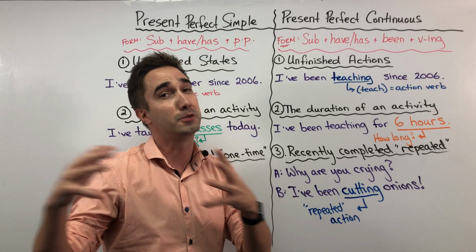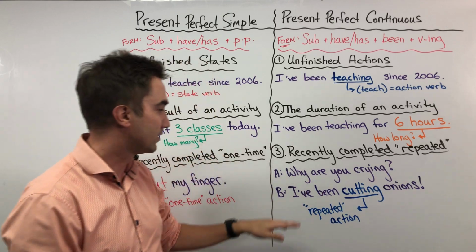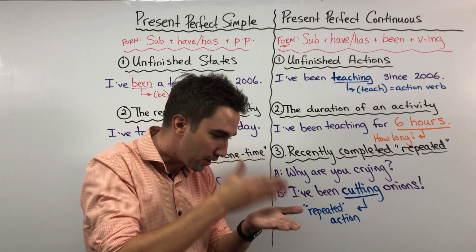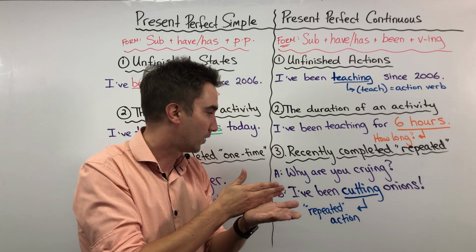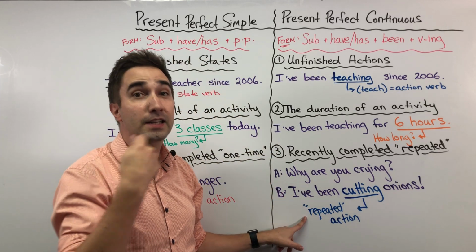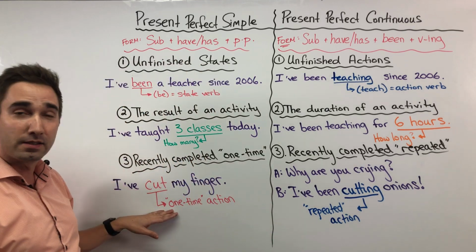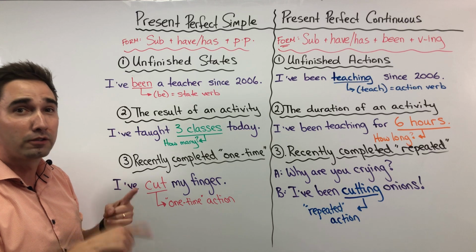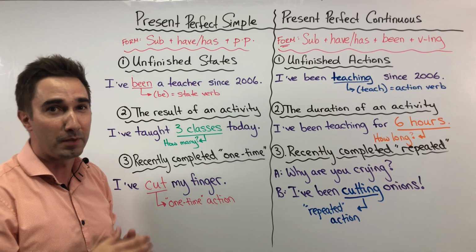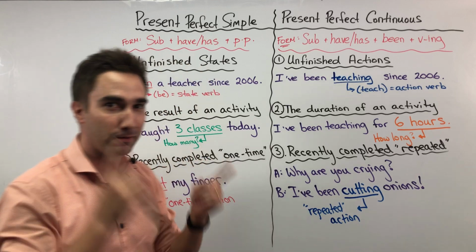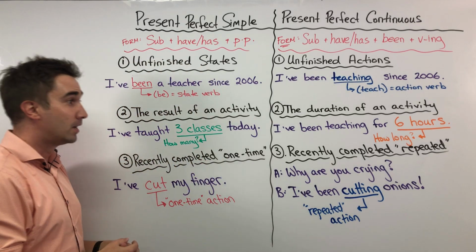Okay? I don't want to tell them the real reason. So I say, I have been cutting onions. Cutting onions, cutting onions, cutting onions. Okay? So that is a repeated action. Now, I can't say I've been cutting my finger, okay? Because then maybe I need to go somewhere and see a doctor. Not a brain doctor.